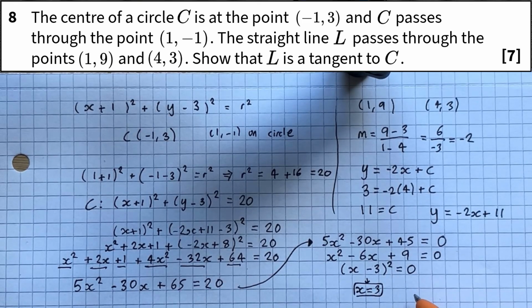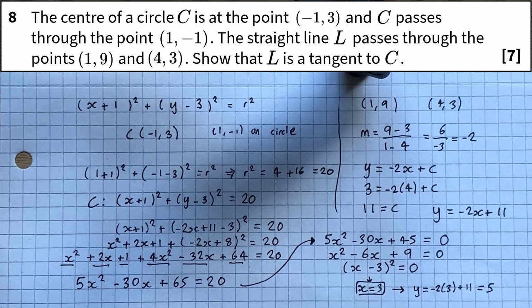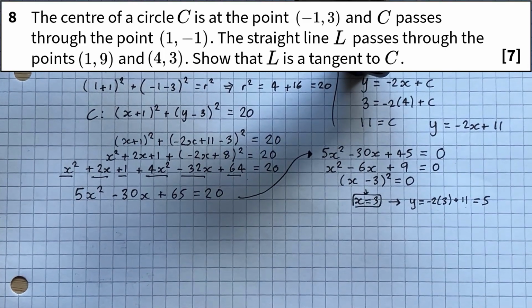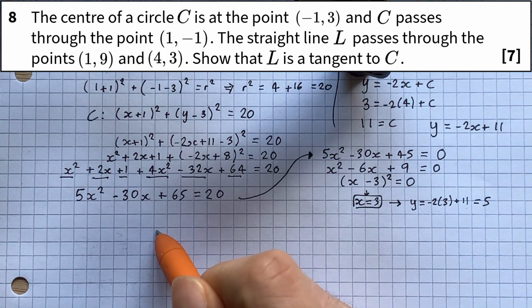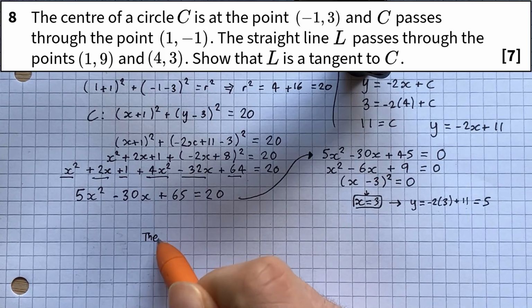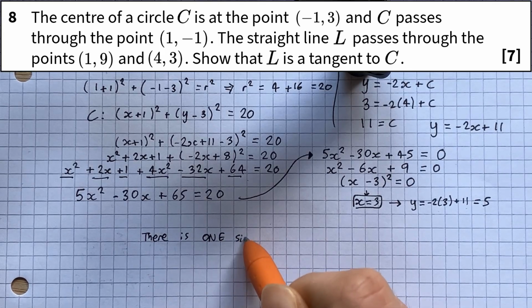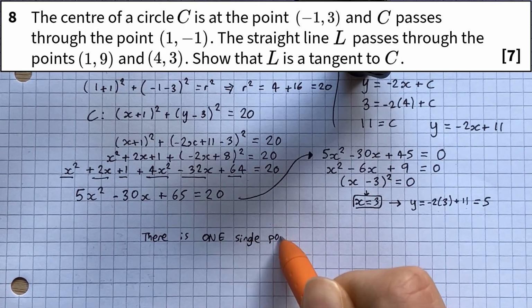Notice there's just one value. That's great because it's a tangent. And we can find y as well. y is going to be minus 2 lots of 3 plus 11. This gives us 5. So just to conclude, x being 3 and y being 5 is the only point of intersection. So there is just one singular point of intersection.